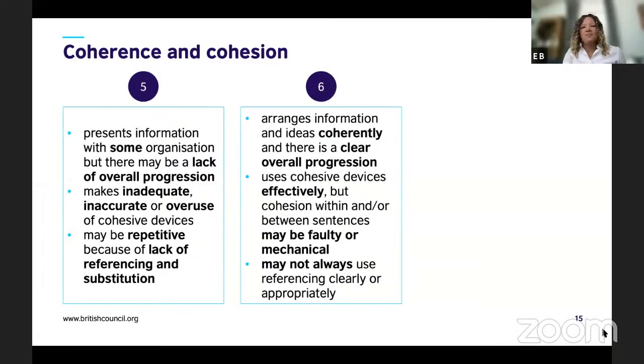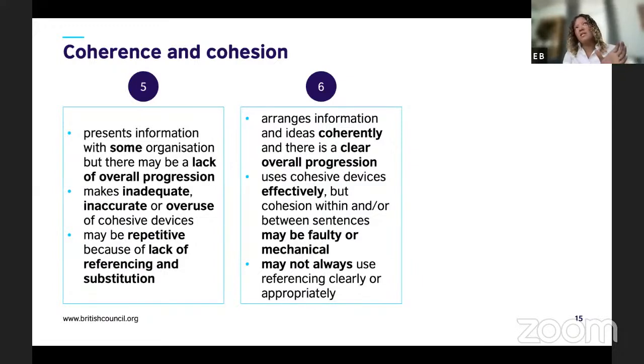At band 6, the candidate will arrange information and ideas coherently, and there is clear overall progression. So we no longer have that disconnect between the cohesive devices and the ideas being expressed, and the essay itself will flow a lot better. Uses cohesive devices effectively, but cohesion within or between sentences may be faulty or mechanical. So in this case, we might have a learner that is really relying on these devices in a mechanical kind of way. So they know how to use them, they are using them appropriately, but it might sound a bit robotic.